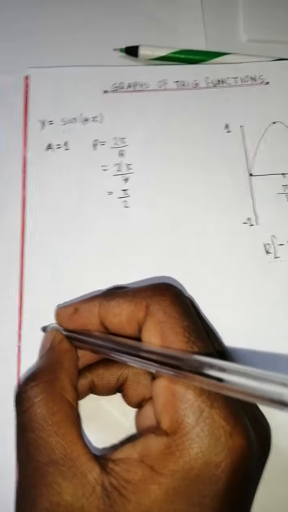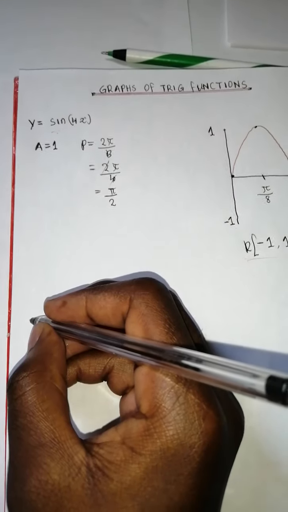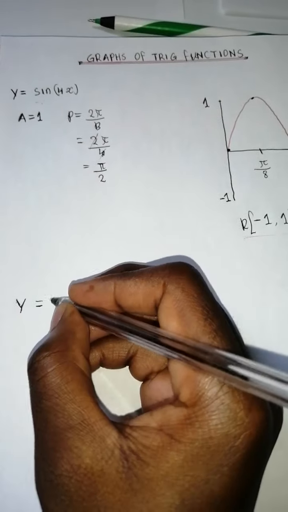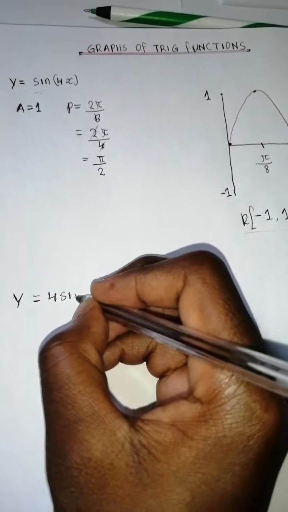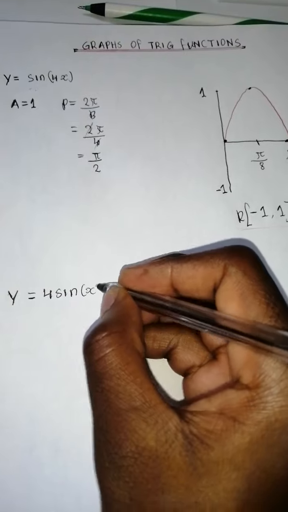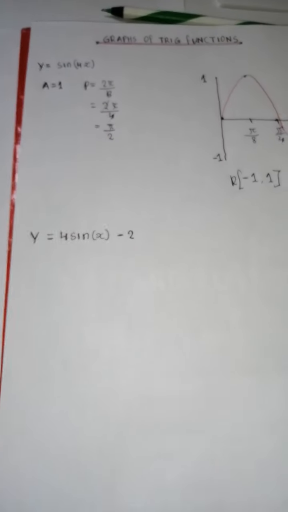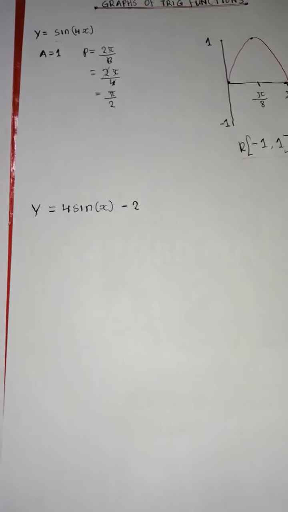Now, how can you plot this? Let's move on to example 2. Let's say we have y is equal to 4 sine x minus 2. How can you plot this graph?